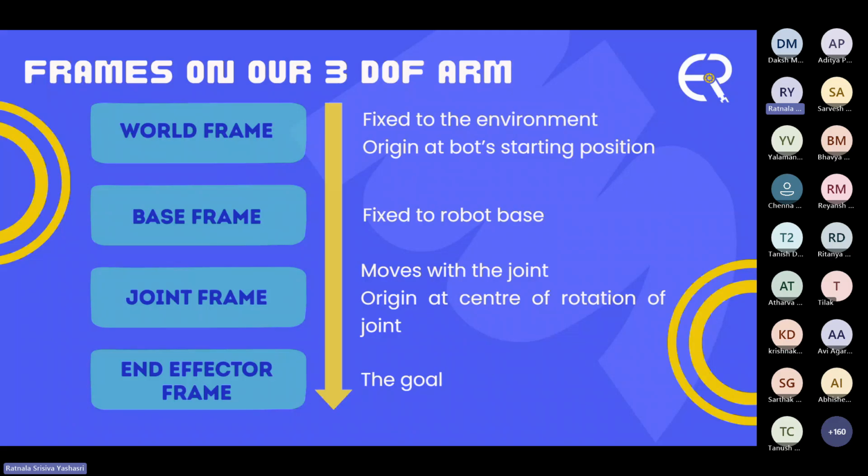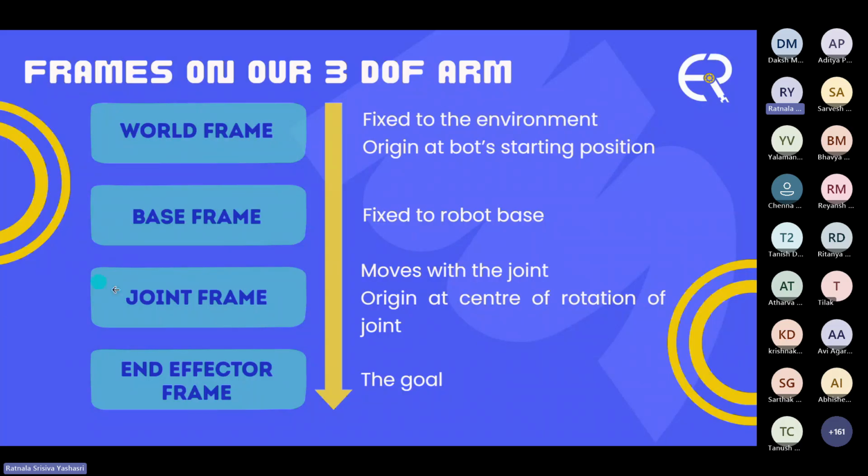Now let's look at the frames on our 3 degree of freedom bot. We have 4. The world frame. This is fixed to the environment and its origin is at the bot's starting position. It's like the GPS. It's the universal reference that never changes. Then we have a base frame. This is fixed to the robot's base. So if the rover moves somewhere, the frame moves along with it. So it's basically fixed relative to the rover but moves relative to the world frame.